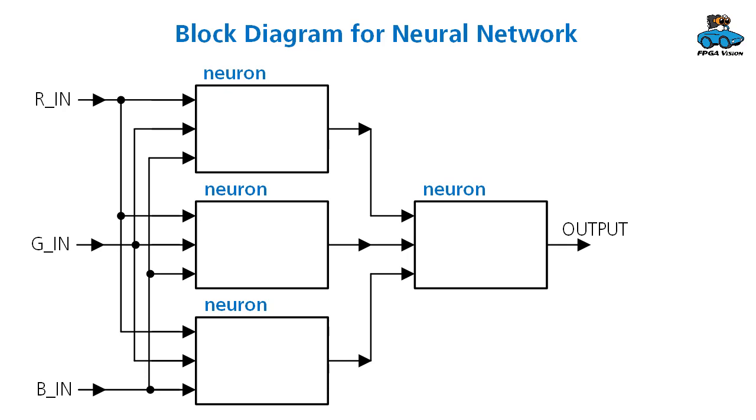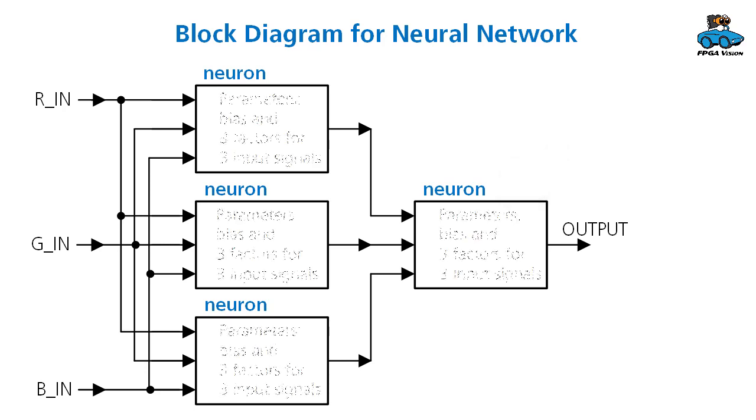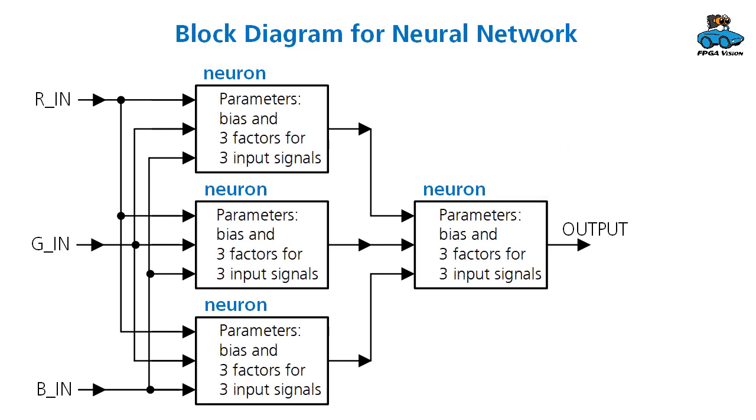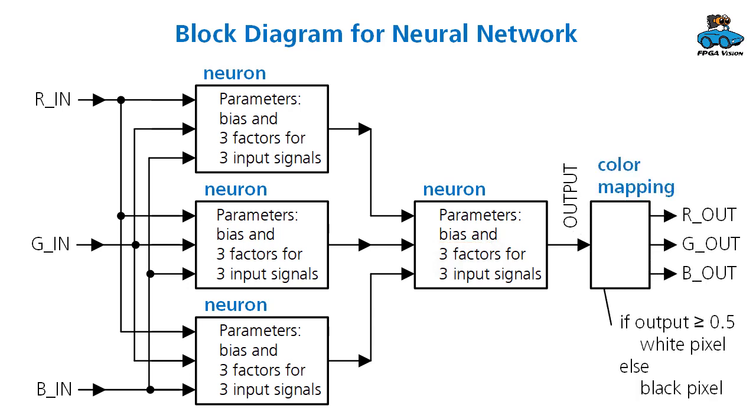for an FPGA. The block diagram follows the structure of the neural network. We have the three input signals, red, green, blue, and then we have three submodules for the three neurons of the hidden layer, plus another submodule for the neuron of the output layer. The neurons get the parameters of the training. Every neuron gets as information the bias plus three factors for the three input signals of the neuron.